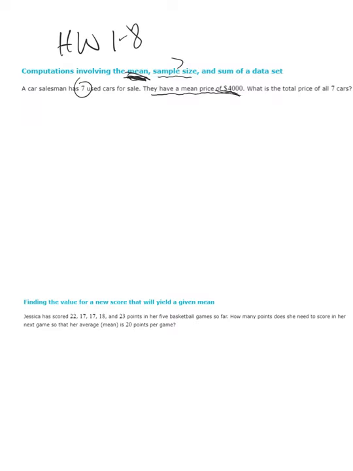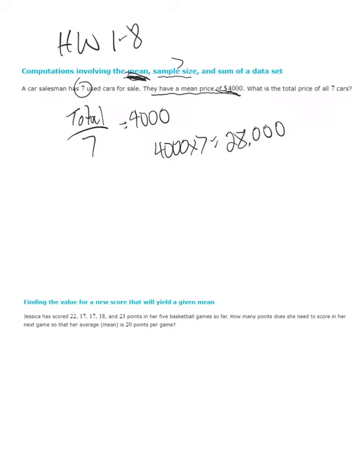So if we want to know the total price, all we've got to do is undo that. Remember, to get that 4,000, he took the total price and divided it by 7. Okay, so we're going to undo it. To get the total, we're just going to take that 4,000 and multiply it times 7. And that'll give us $28,000. That's what the total price would have been of all 7 of those cars.